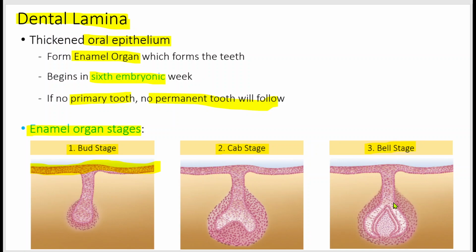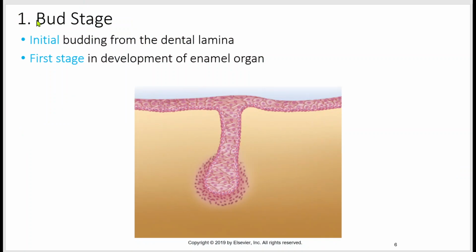See, in the bell stage, you can see almost the crown of the tooth. And all of these cells that we see here, we'll get to know them, and we'll get to know which one does what. So be able to recognize the bud stage from these pictures, the cap stage, and the bell stage again from these pictures. These are all stages of the enamel organ. Okay, know the dental lamina definitely, and all these. So the first stage is the bud stage. That's the initial one.